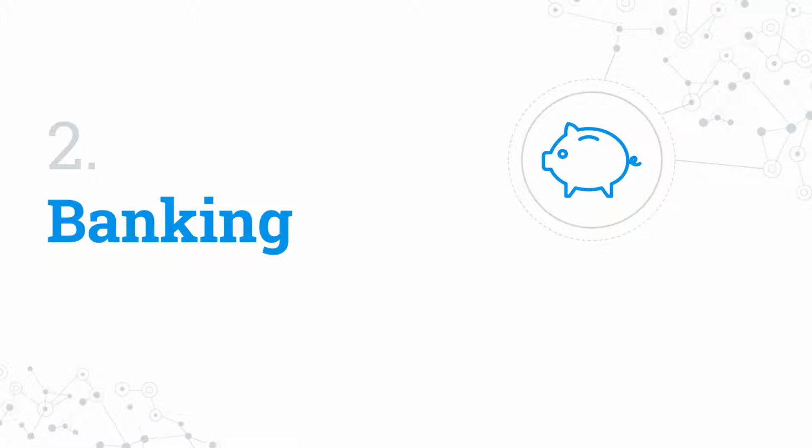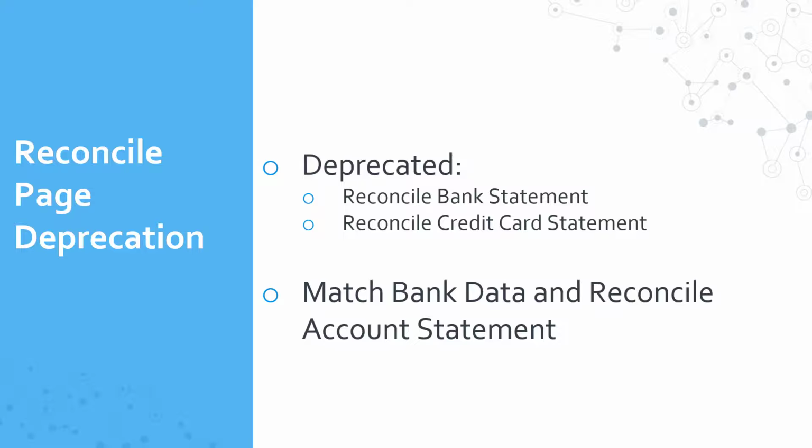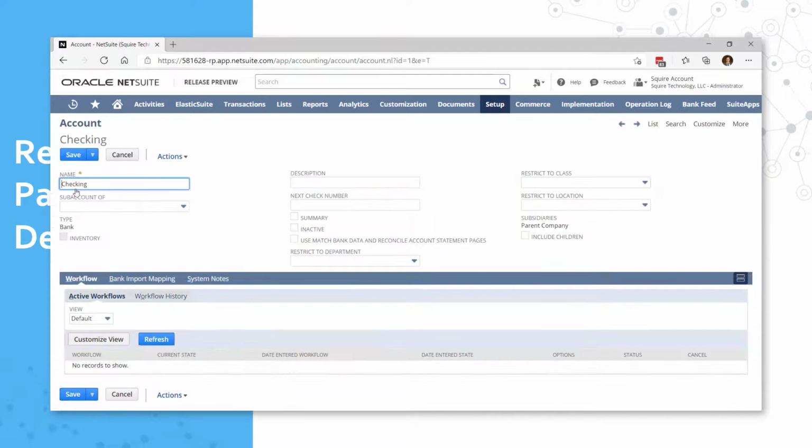Next, I'll highlight some updates to NetSuite's banking features. The Reconcile Bank Statement and Reconcile Credit Card Statement pages are scheduled for removal in a future release. If you use these pages, begin transitioning to the redesigned Account Reconciliation feature, which includes the Match Bank Data and Reconcile Account Statement pages. To transition, reconcile all held statements for each account, then check the Use Match Bank Data and Reconcile Account Statement pages box on relevant accounts.